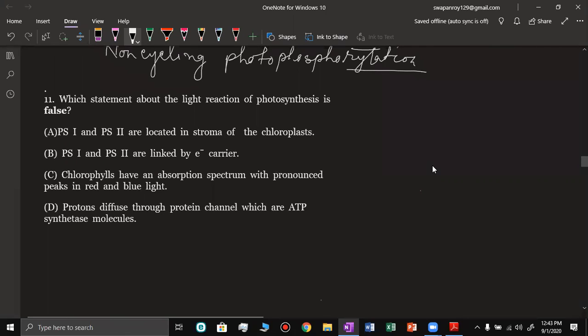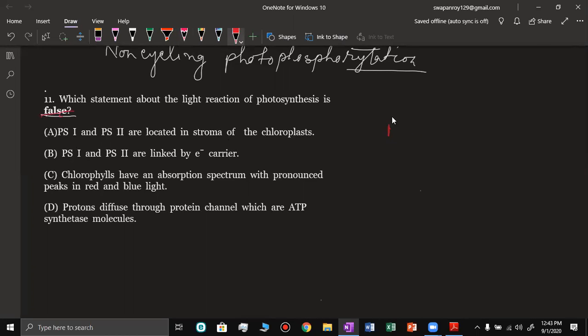Next question. Which statement about the light reaction of photosynthesis is false? We have to find out the false statement. Okay, which one is false? First thing, here the PS1 and PS2 are located in the stroma of the chloroplast.